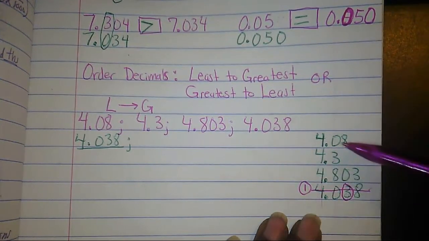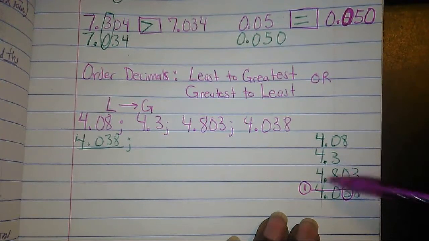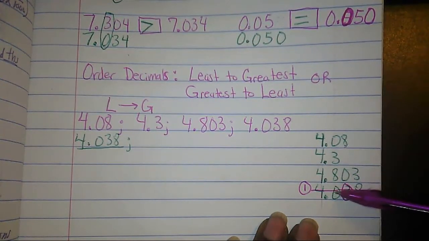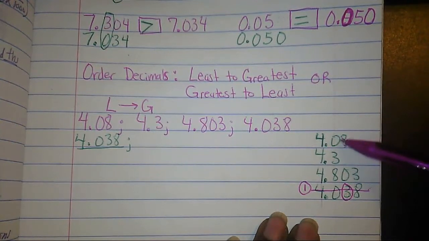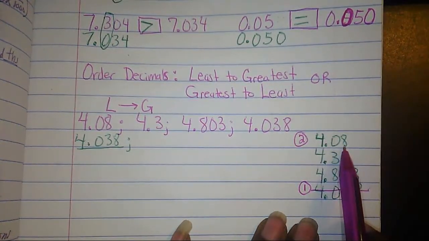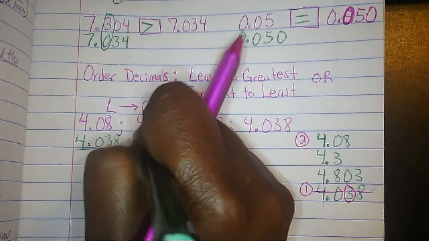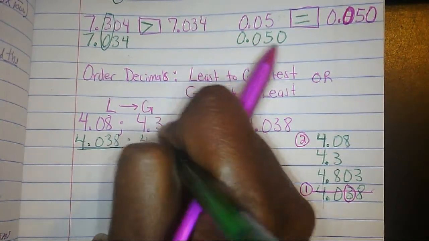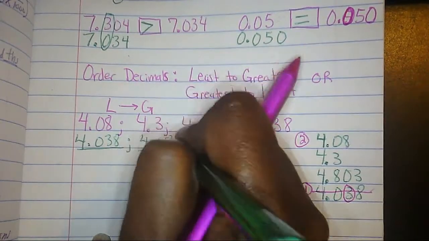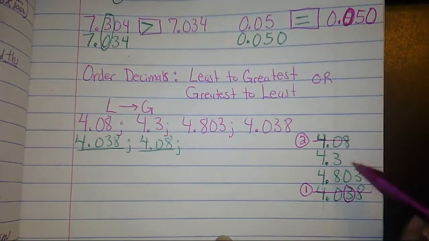So I need to find the next smallest decimal. Well, I know that the 4s are the same in the 1's place. Now I need to look in the 10's place. I see this 0 because I was looking at it down here with this decimal. So this is going to obviously be our next one. So this is going to be number 2. This is going to be our second decimal, okay? And so I'm going to go ahead and write that one down next. 4.08.